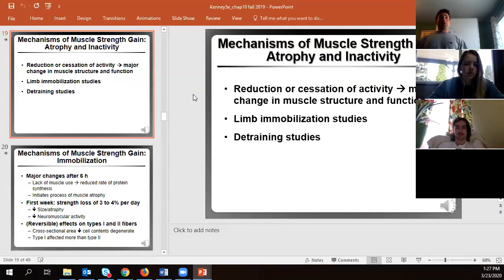Now, let's talk about the thing that we don't want to do, which is atrophy. When we're no longer able to train, it turns out the body's going to go backwards, and it's going to go backwards in ratio to how much we're unable to train.